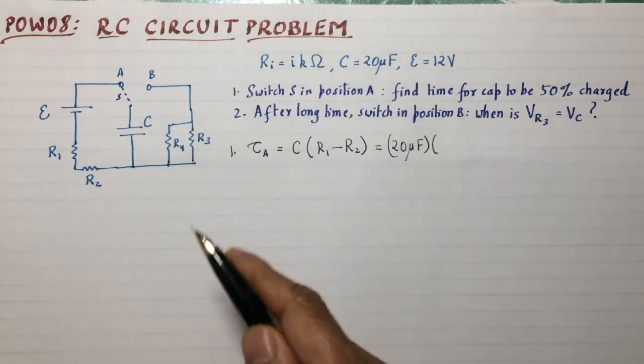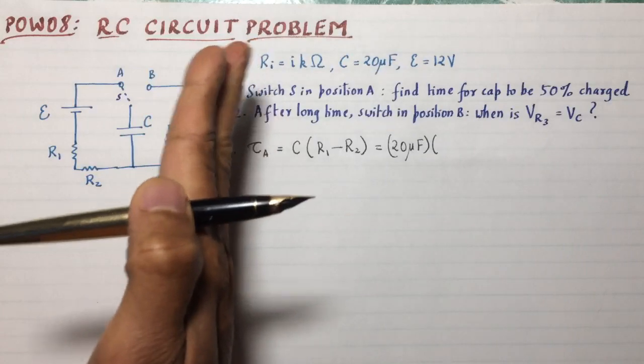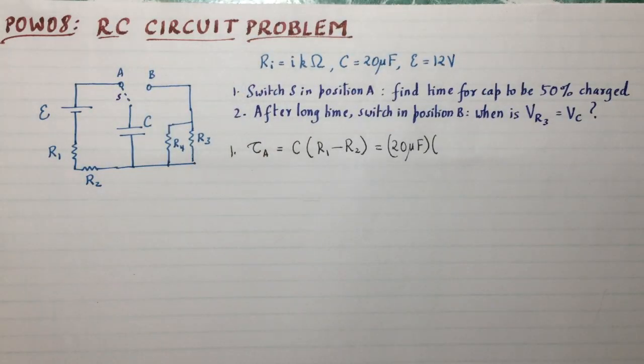Now, after a very long time, assuming the capacitor is completely charged, the switch is then thrown to position B. And that's when the discharge happens. The question about the discharge circuit is, when is the voltage across the resistor R3 equal to the voltage across the capacitor? To solve each part, we need to first find the relevant time constants.